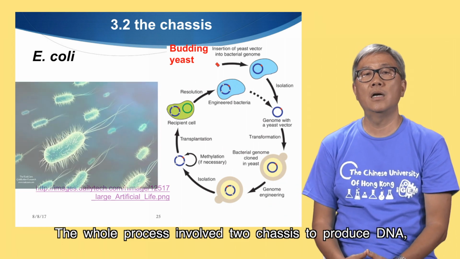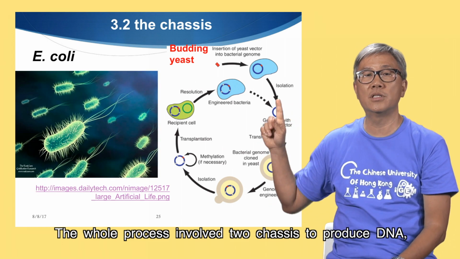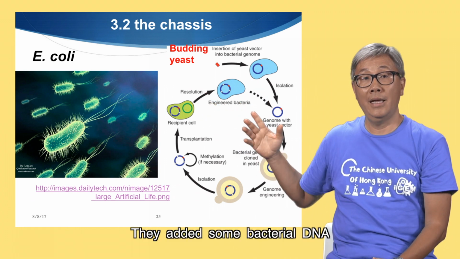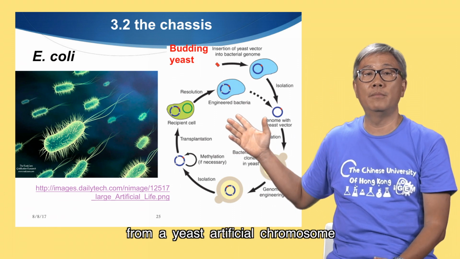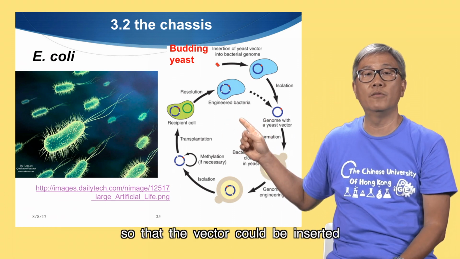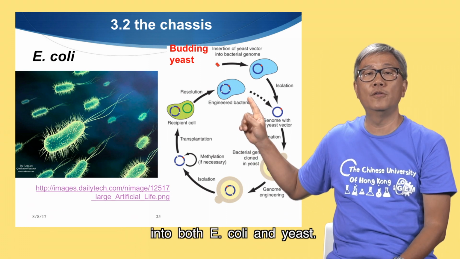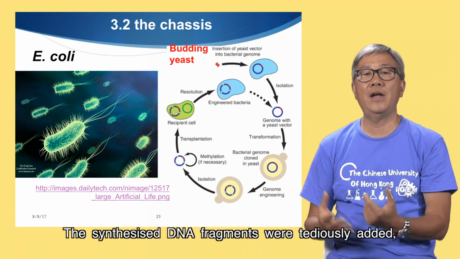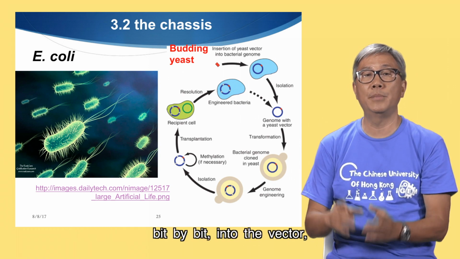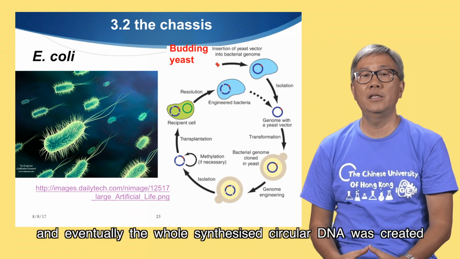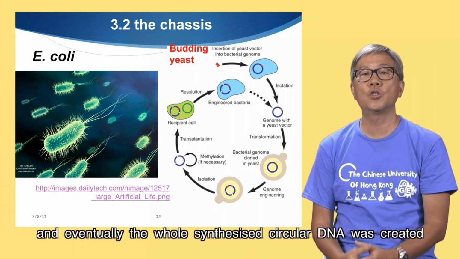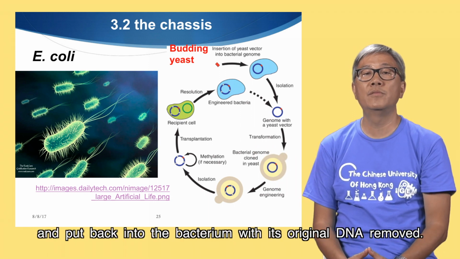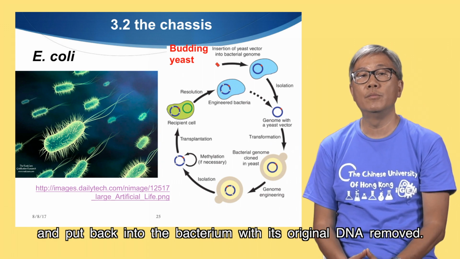The whole process involved 2 chassis to produce DNA, E. coli and budding yeast. They added some bacterial DNA from a yeast artificial chromosome so that the vector could be inserted into both E. coli and yeast. The synthesized DNA fragments were tediously added bit by bit into the vector, and eventually the whole synthesized circular DNA was created and put back into the bacterium with its original DNA removed.